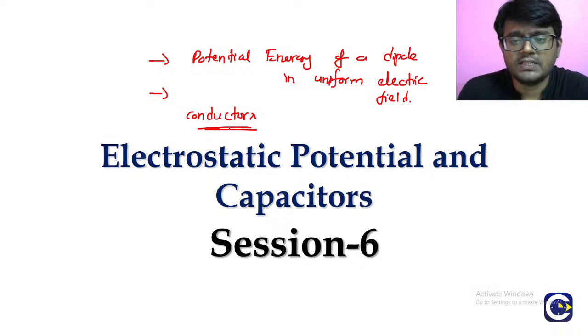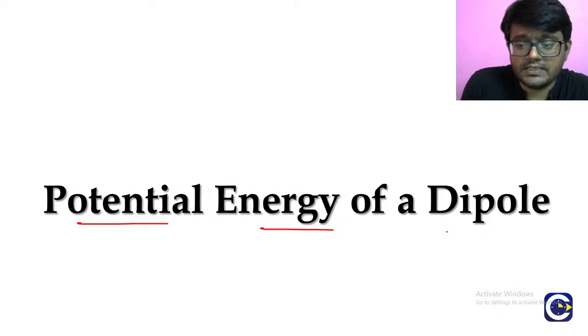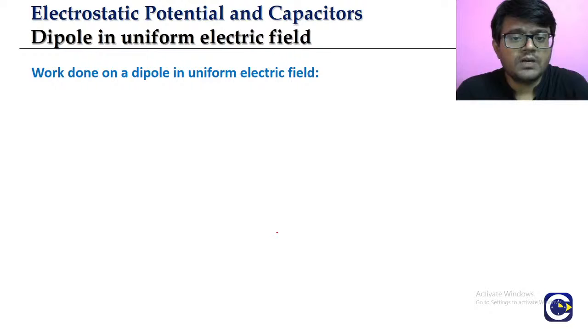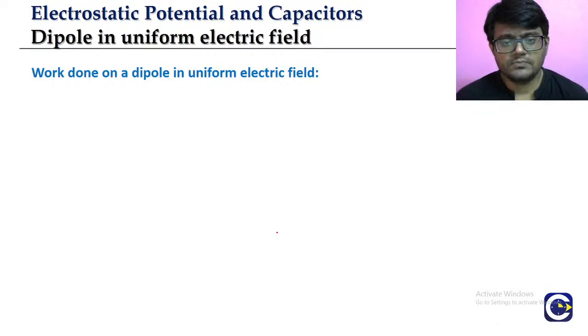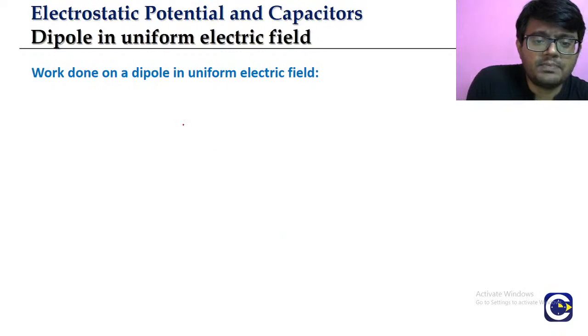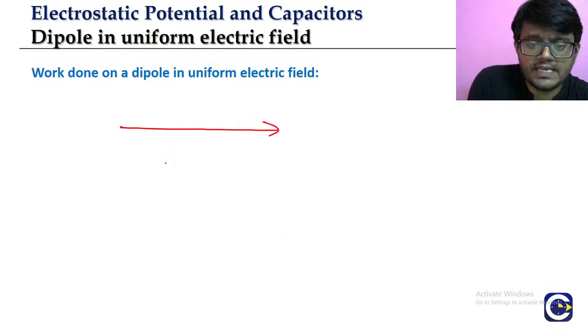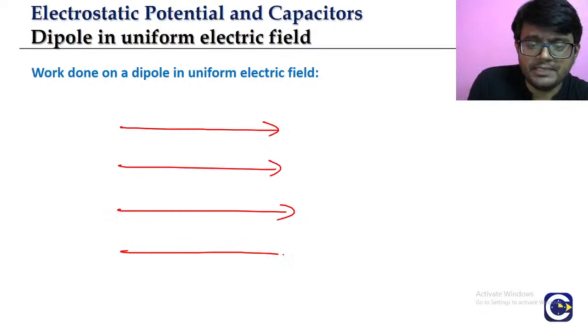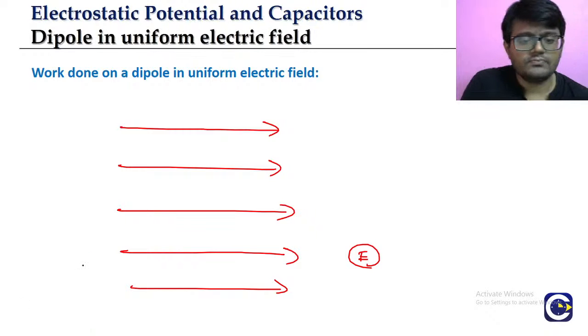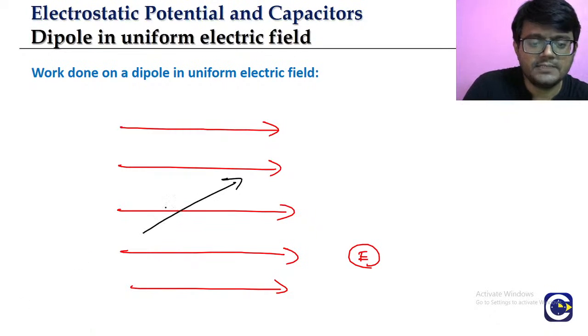Okay, so first we'll start with the potential energy of a dipole when we are keeping the dipole in a uniform electric field. So if we place a dipole in a uniform electric field, we will try to find out what will be the potential energy associated with the dipole. We will start with the dipole kept in a uniform electric field. Look here, let's say there is a uniform electric field towards the right side, with value E. Okay, now we are having a dipole. Look, the dipole is kept like this.